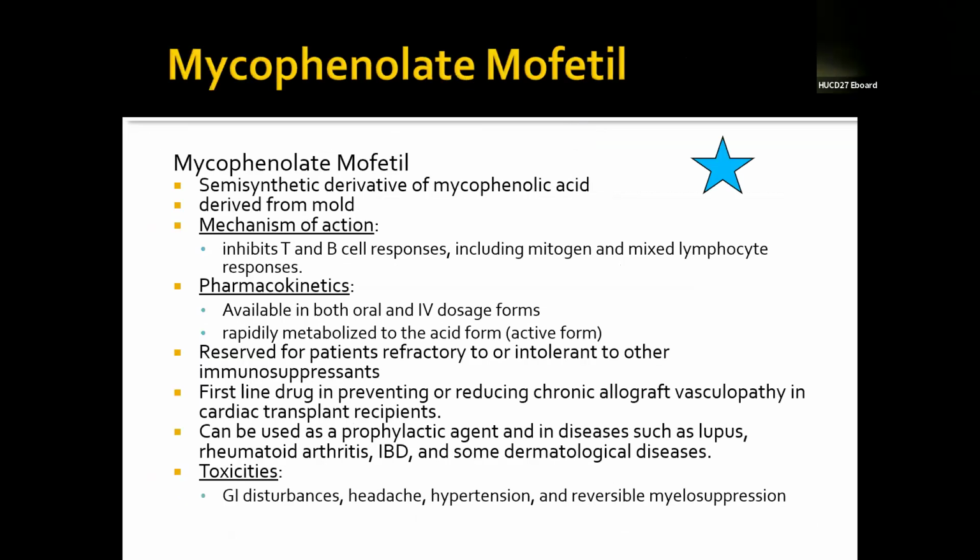Mycophenolate, we talked about it in regards to how it inhibits T and B cell responses as well, including mitogen and mixed lymphocyte responses. It's a semi-synthetic derivative of mycophenolic acid, and it's derived from mold. It is the first line drug in preventing or reducing chronic allograft vasculopathy in cardiac transplant recipients and can be used as a prophylactic agent in diseases such as lupus, rheumatoid arthritis, IBD, and some dermatologic diseases as well.